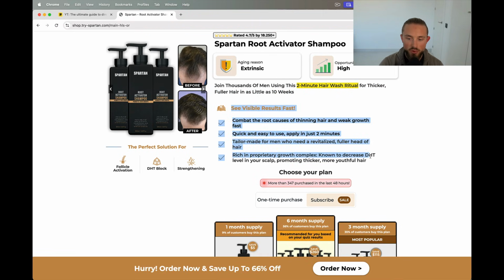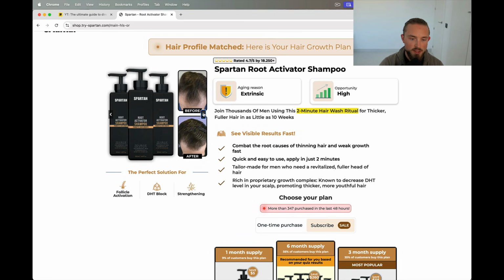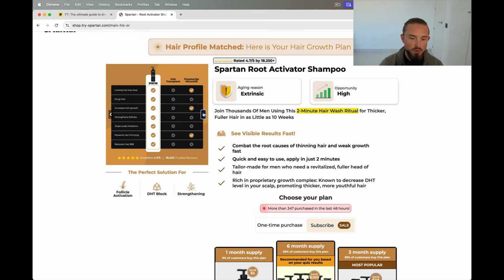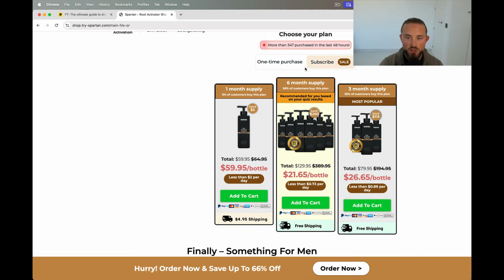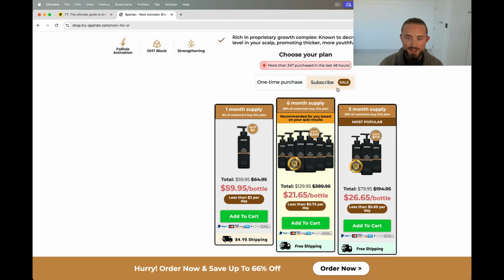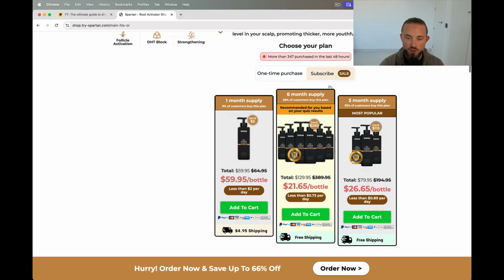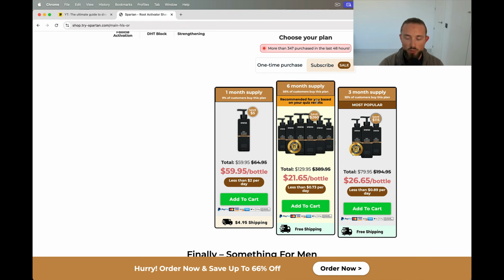We then talk about the benefits of the specific product. On the left-hand side, we then have the product images, right? And then down below here is the most interesting section where we essentially give them some urgency, right? So there's a lot of people that are purchasing this right now. We pre-select the subscribe variation, right? So pre-select the subscribe one, and then we put the best bundle in the middle.